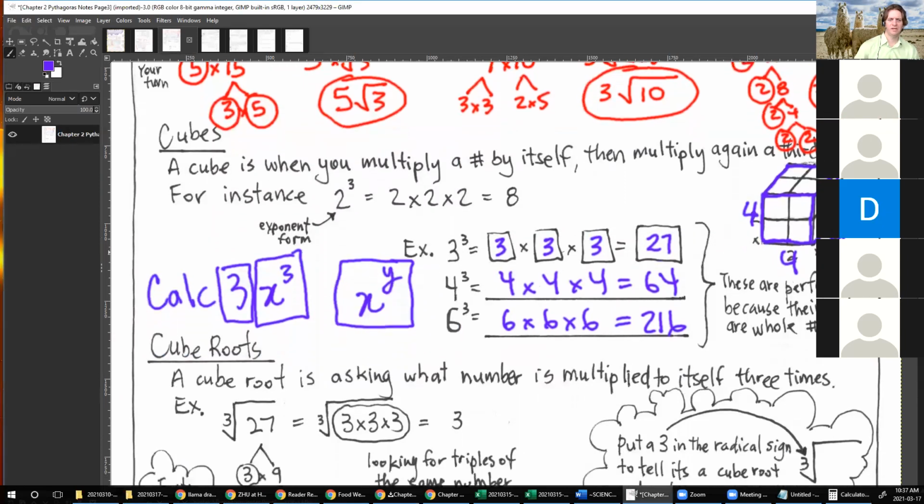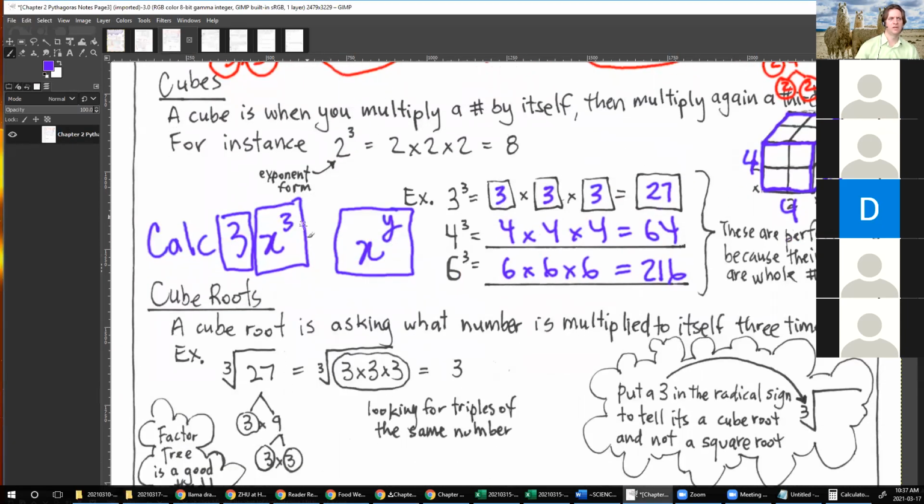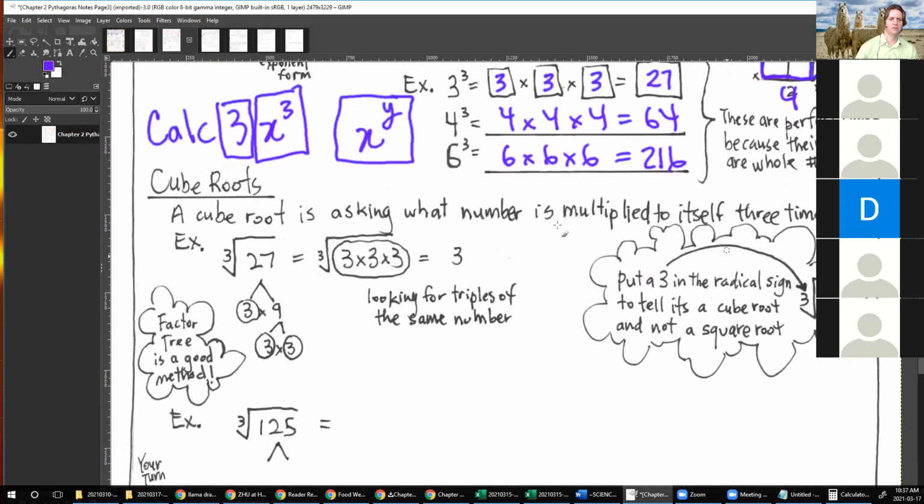So the same as when we did squares, a number squared, and then we said the opposite is a square root. The opposite of a cube is a cube root. It looks like the same radical sign here, but you need to put in that 3, or else we're going to assume it's a square root. If you put in a cube root, it means we're asking what number multiplied by itself 3 times is equal to 27.